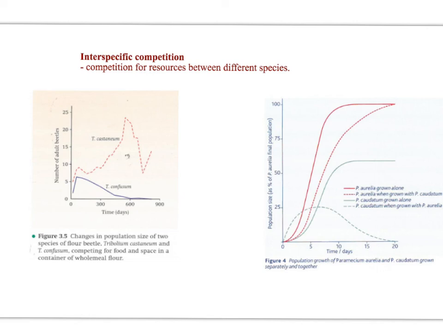But when they're grown together, you can see that after this point here, P. caudatum starts to get outcompeted by P. aurelia. So P. aurelia starts to increase, and it's increasing less quickly than before. The line is less steep because it's having to compete for food and for space. But then it outcompetes, keyword, P. caudatum. The P. caudatum might starve because it might be outcompeted for food, and then eventually the P. caudatum becomes extinct. So they both occupied the same niche, so one has outcompeted the other and one has become extinct.